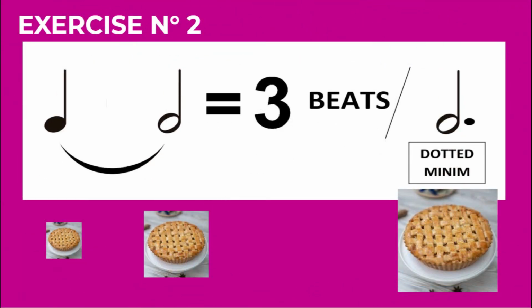Exercise number 2. On this occasion, we have a crotchet and a minim joined by a tie. The crotchet, which values 1 beat, is represented by a small pi. The minim, which values 2 beats, is represented by another pi, but this pi is a little bit bigger. In total, they value 3 beats, or the same as a dotted minim.